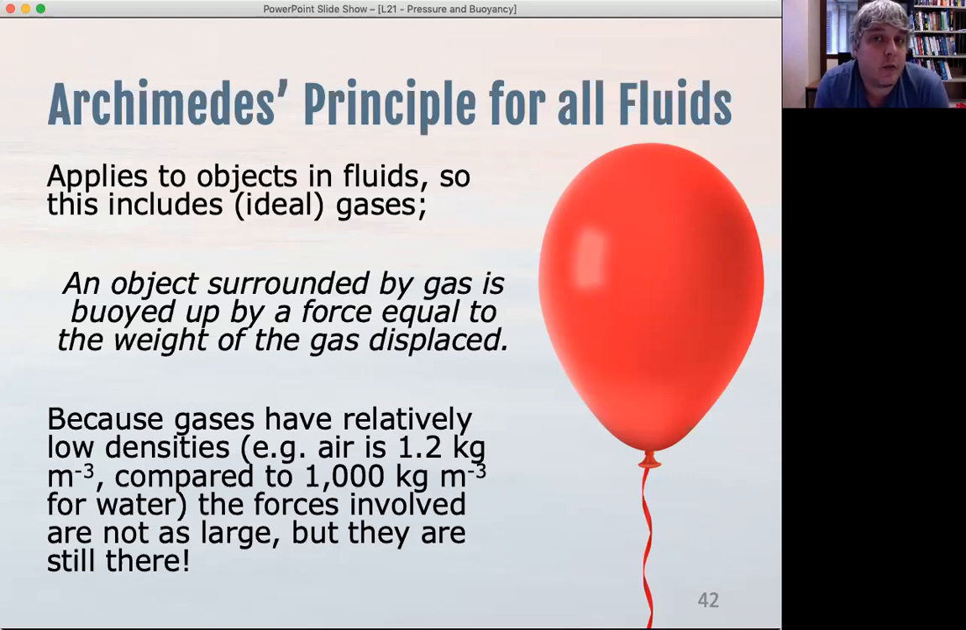That is why when you do want to use that buoyancy force, you need to make really big objects, things like hot air balloons or blimps. They need to be really big because the amount of air displaced needs to be huge in order to get those forces to be big enough to have an impact.